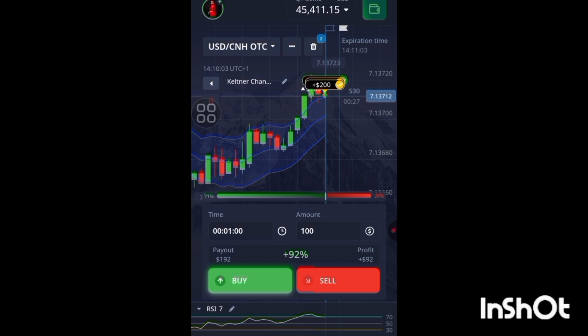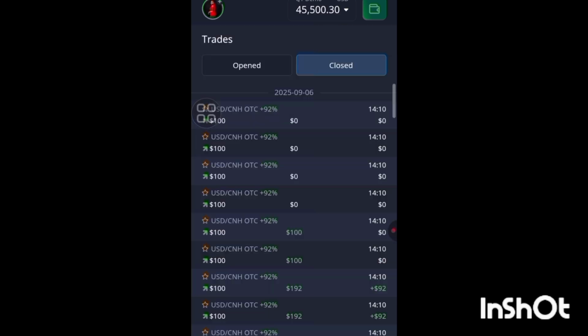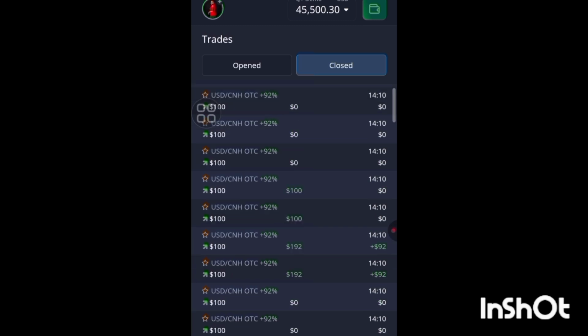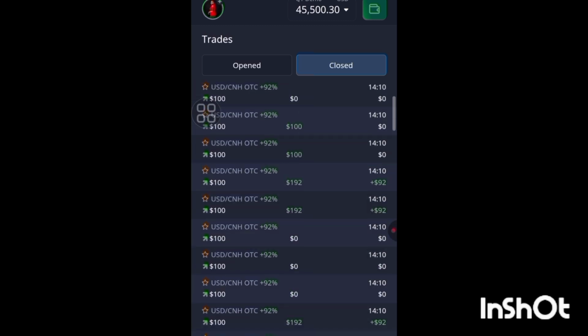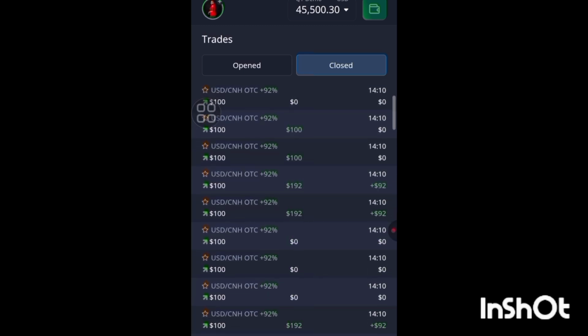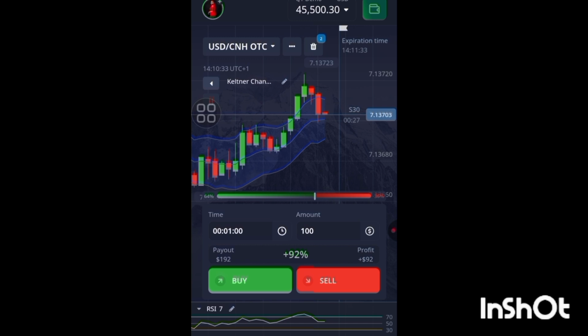It was profitable. Although we lost some, it was profitable. I got 2 cashbacks. 1, 2, 3, 4 were a loss. So some were profitable while some weren't. So you see, the strategy is profitable, but it's not 100% profitable. So you have to practice in your demo account.